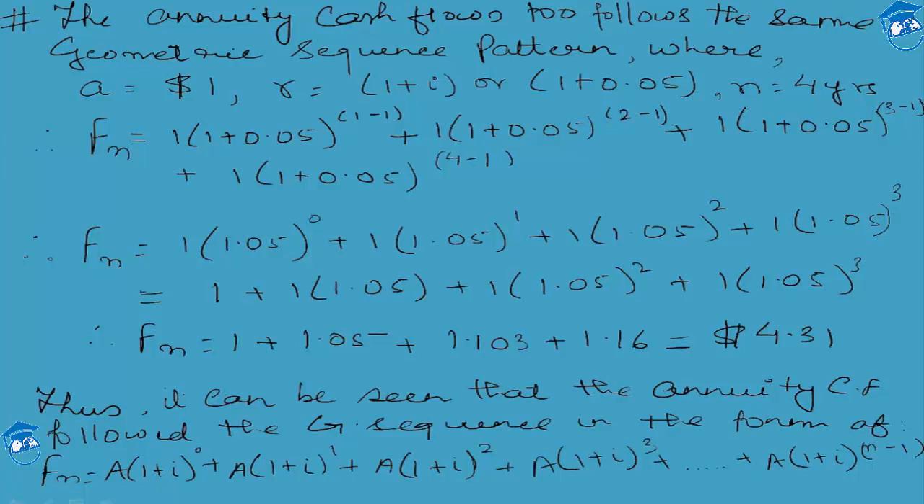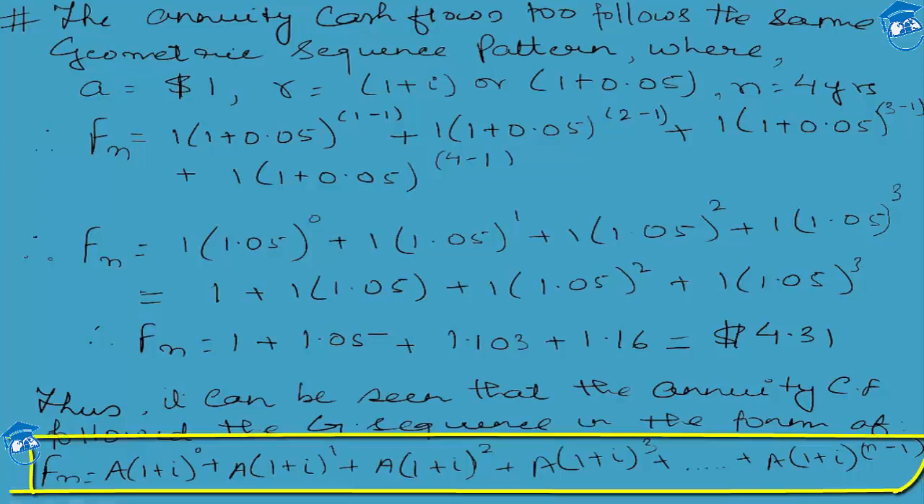Thus it can be seen that the annuity cash flow followed a geometric sequence in the form of Fn is equal to a(1 plus i) to the power of 0 plus a(1 plus i) to the power of 1 plus a(1 plus i) to the power of 2 plus a(1 plus i) to the power of 3, which goes up to a(1 plus i) to the power of n minus 1. Why a? A is the first term, 1 plus i is the common ratio, and 0, 1, 2, 3 respectively means the power raised to n minus 1. So first term multiplied by the common ratio, a into r raised to the power n minus 1.